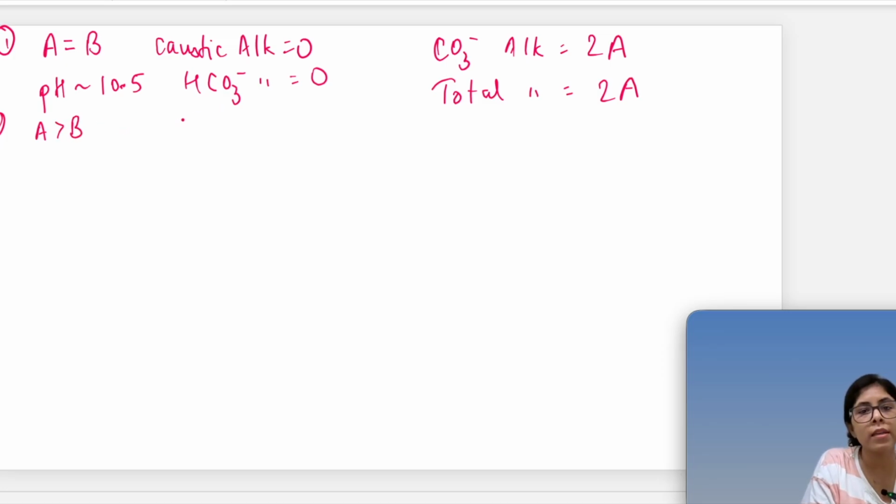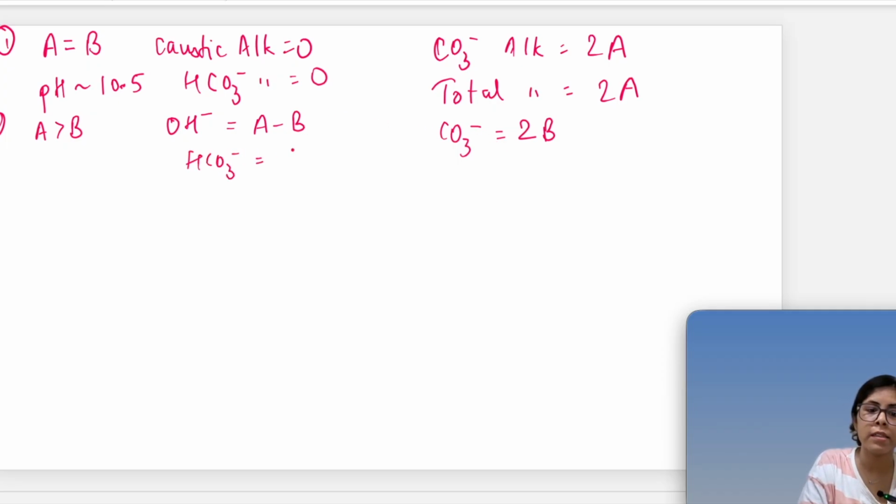Okay, so if A is greater than B, caustic alkalinity, that means OH- alkalinity, I'm not writing alkalinity, you just understand it, is A minus B. Carbonate alkalinity is 2 times B. Bicarbonate alkalinity is 0. We have total alkalinity that is A plus B, and the pH was in the range greater than 10.5.